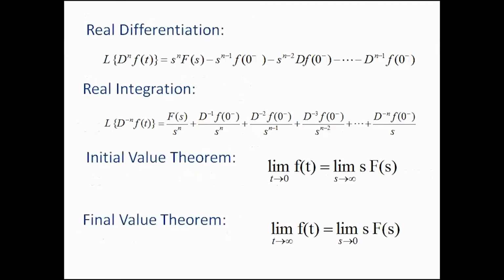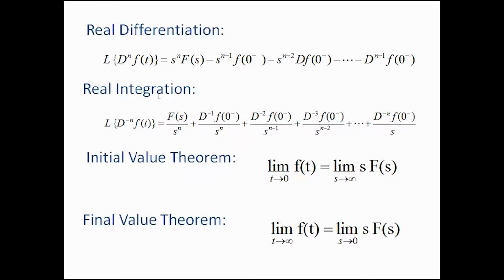Real differentiation: the Laplace of the nth derivative of f of t is given by the formula s raised to n multiplied by F of s, minus s raised to n minus 1 multiplied by f at 0 time, minus s raised to n minus 2 multiplied by the derivative of f at 0 time, minus and so on, up to the n minus 1 derivative of f at 0 time.